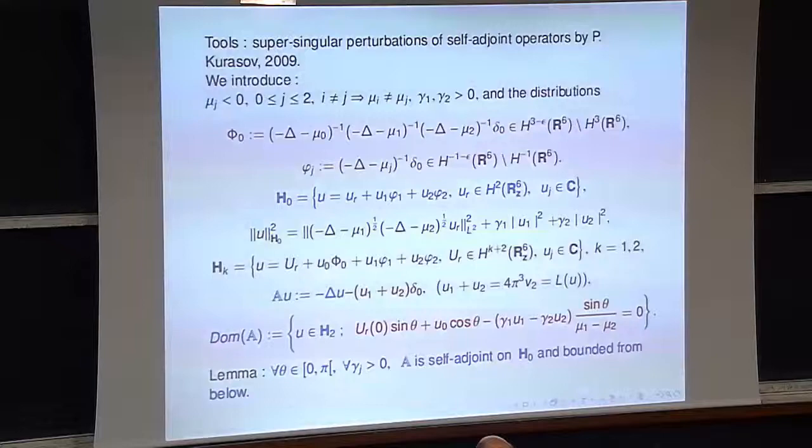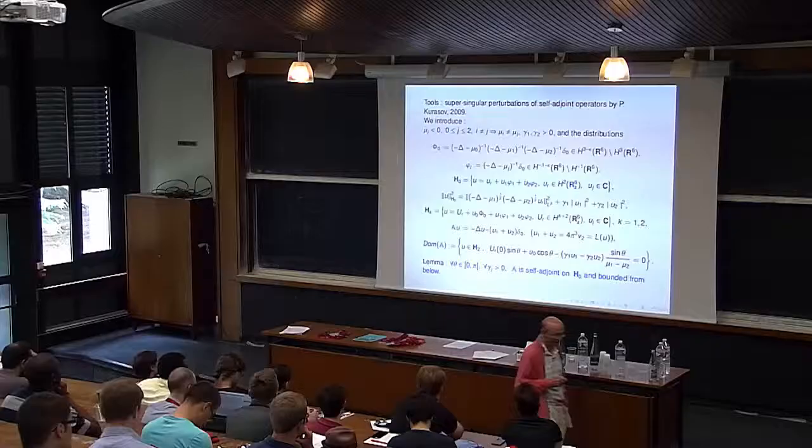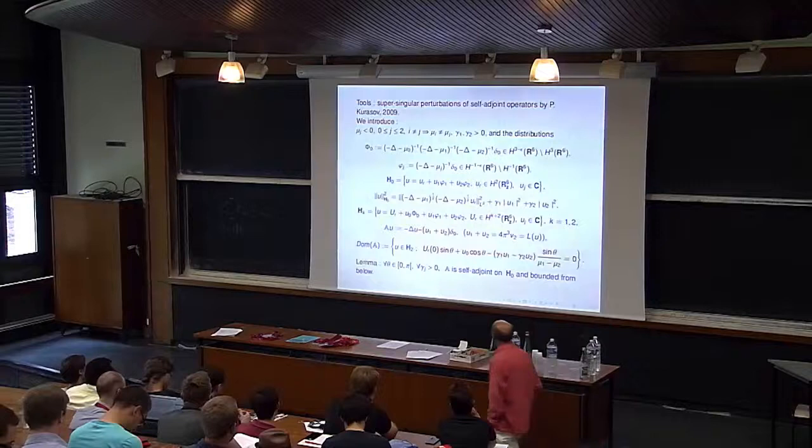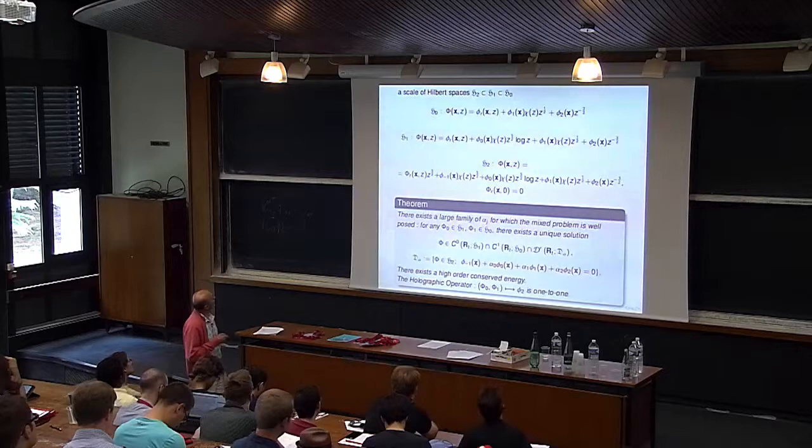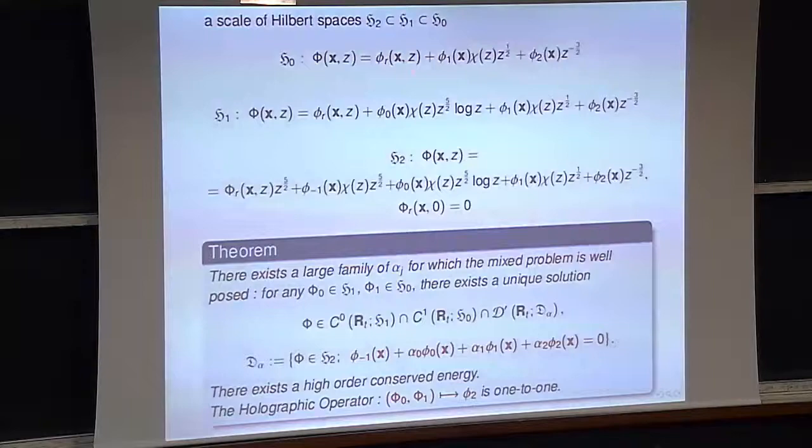And we introduce this domain with this linear combination involving U1, U2. U1 and U2 are the components associated with the more singular part. And the fundamental lemma is that we have constructed a self-adjoint operator, which is a hypersingular extension of the Laplace operator. Finally, we have constructed a scale of new Hilbert spaces based on the ansatz with singular part, less singular part, regular part, and so on.